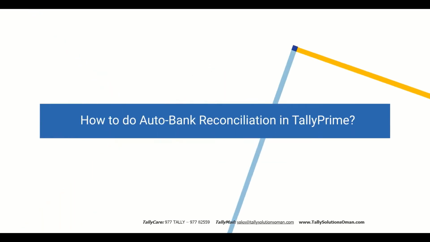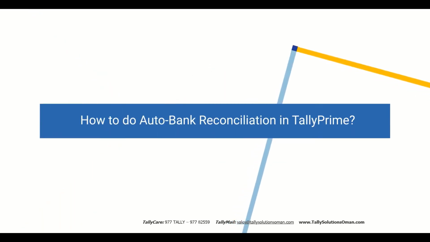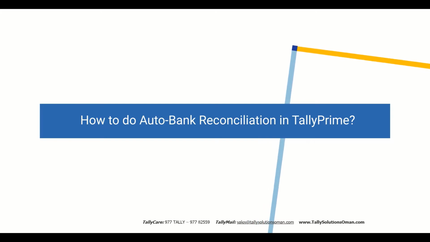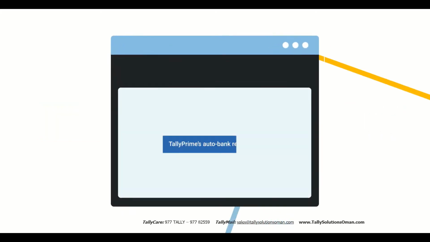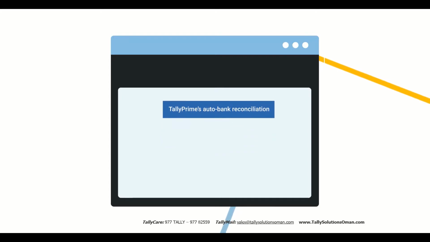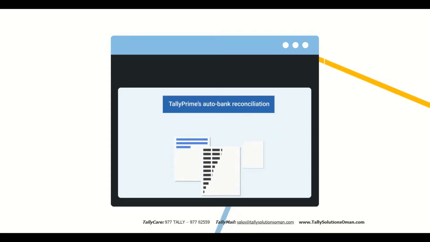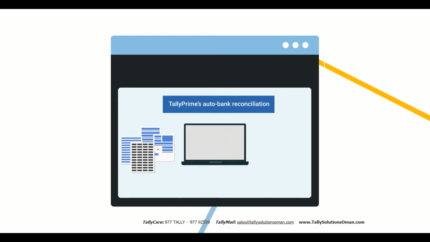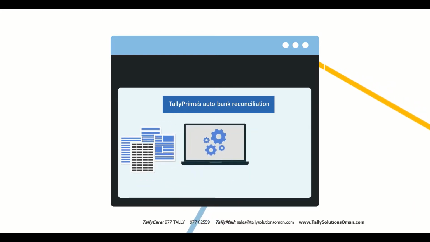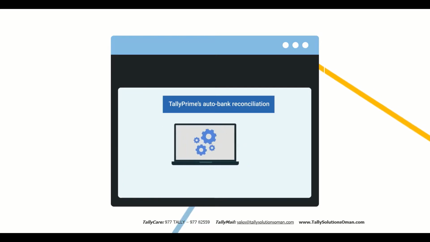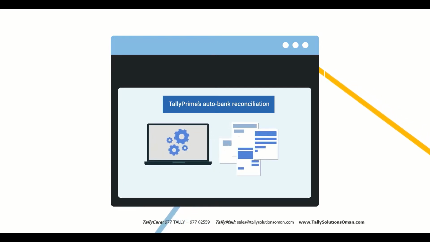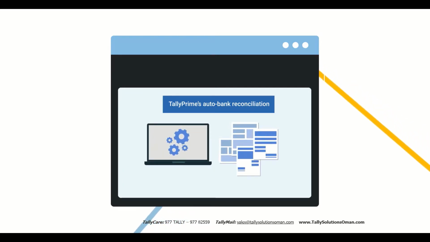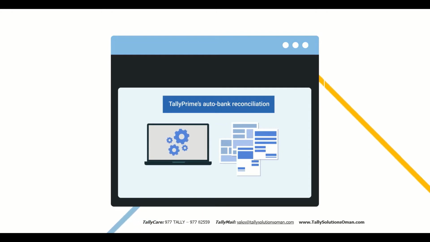In this session, we'll learn how to do Auto Bank reconciliation in Tally Prime. With Tally Prime's Auto Bank reconciliation, reconciling bank statements with a long list of transactions is no more a stressful activity. All you need to do is just import the statement you have downloaded from the bank and reconciliation will happen automatically. Let's start by enabling Auto Bank reconciliation.